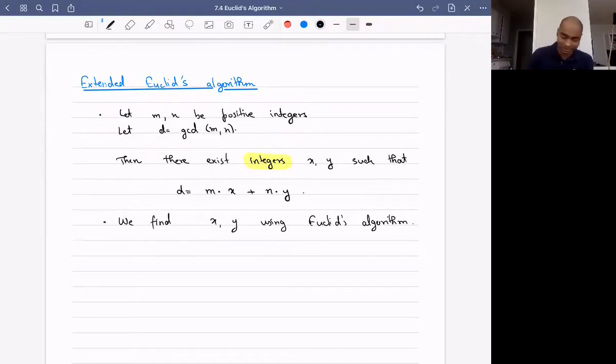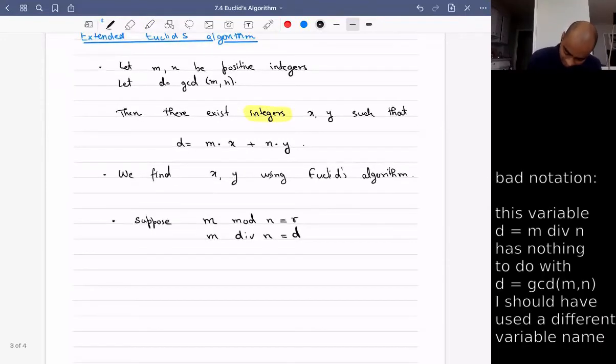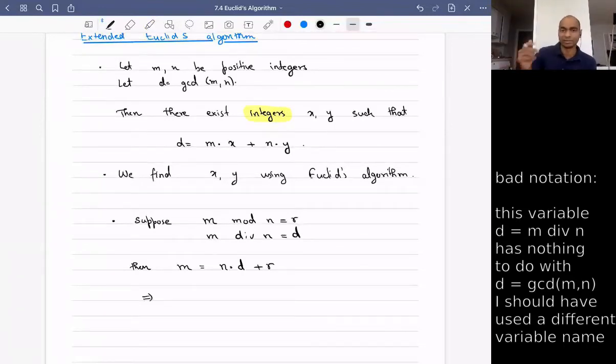Before we jump into the algorithm, there's one equation that we'll use repeatedly. So let me write that down here explicitly. Suppose m mod n is R and m div n is D, then you know that we can write m as n times D plus R. That's what it means to have a remainder and a quotient.